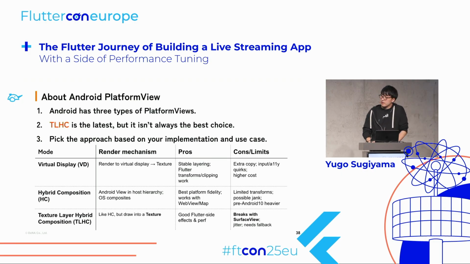Next, I'll talk about Android platform views. There are three types of platform view in Android: virtual display, hybrid composition, and texture layer hybrid composition. While texture layer hybrid composition is the latest approach, it is not always the best choice, and the appropriate method must be selected depending on the implementation. I won't go into the details of how each works, but as you can see from the cons, there are performance issues and rendering layout bugs, which made it a real struggle to decide which one to use.